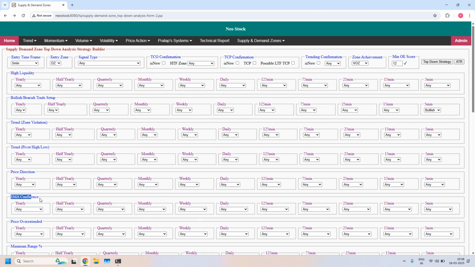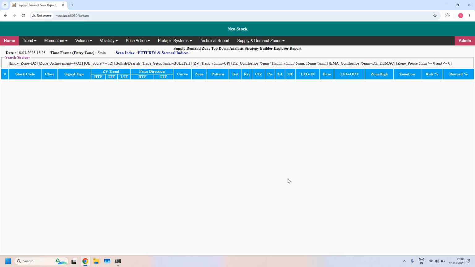The EMA confluence at 75 minutes time frame, we are checking 75 minutes demand zone having daily EMA confluence, and also the trend at the 75 minutes time frame should not be sideways. It should be uptrend because it is a bullish trade setup. So we did not get any stocks having EMA confluence.